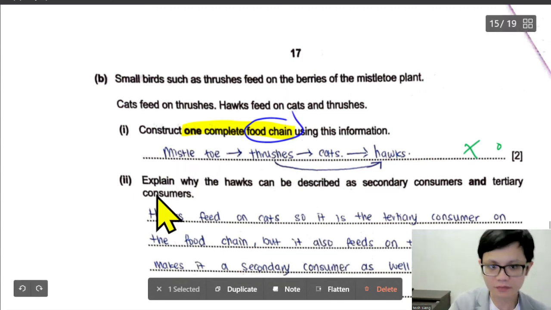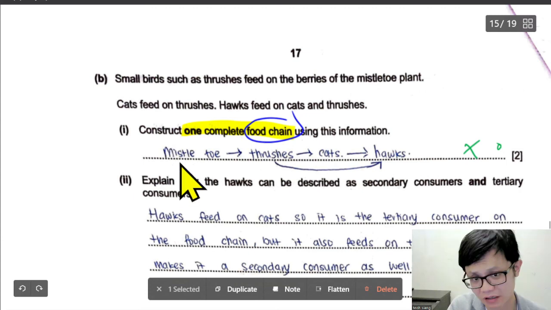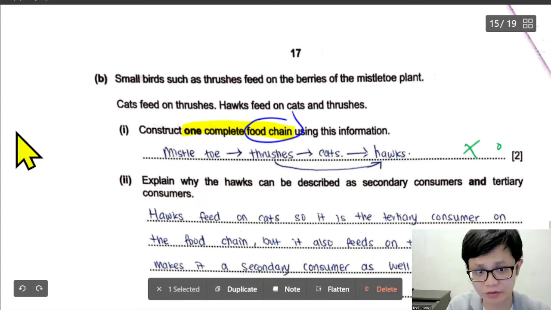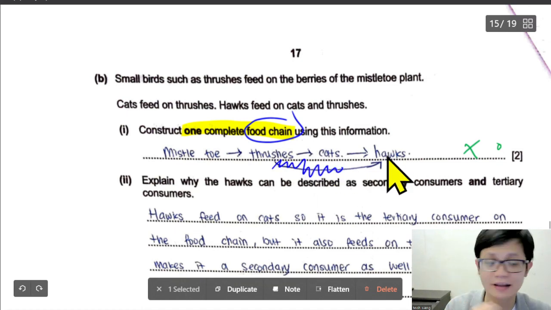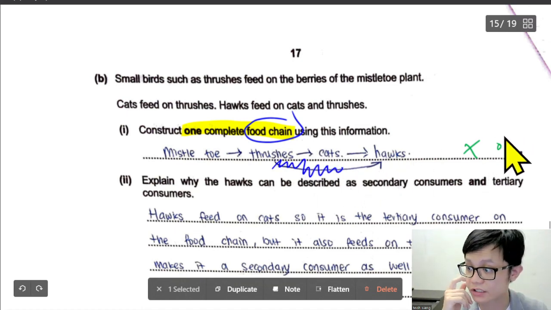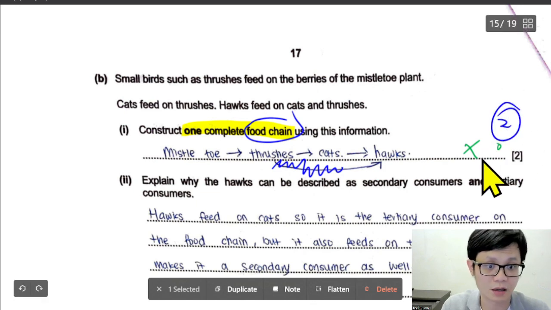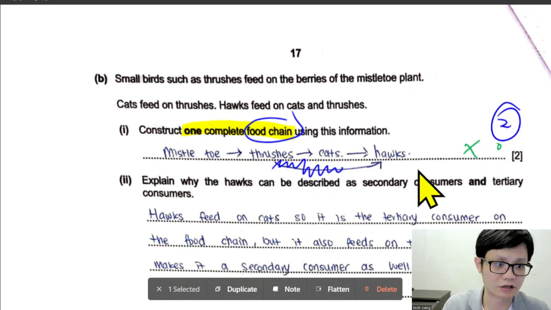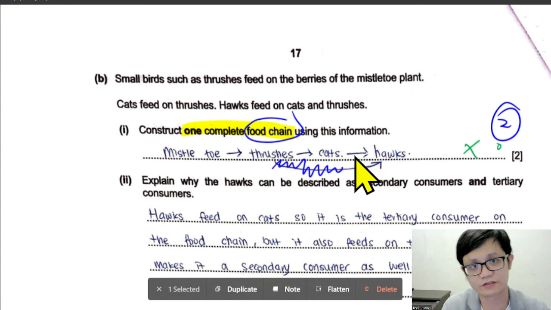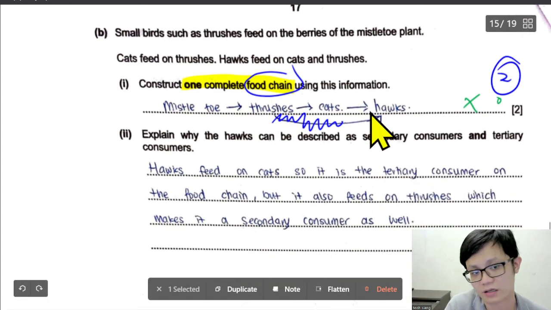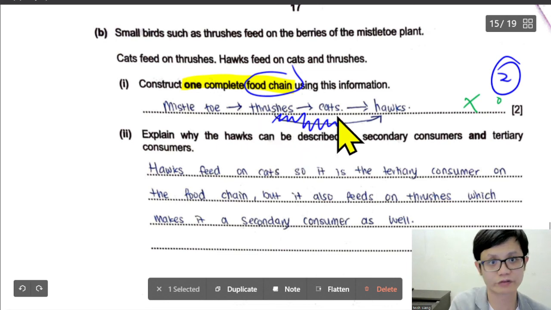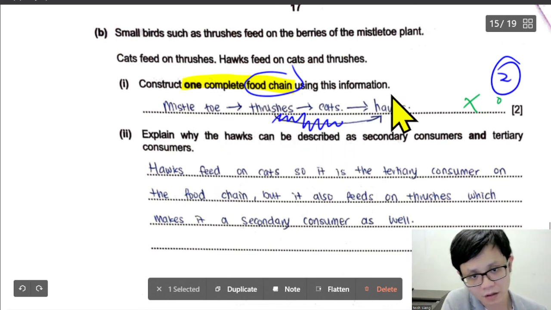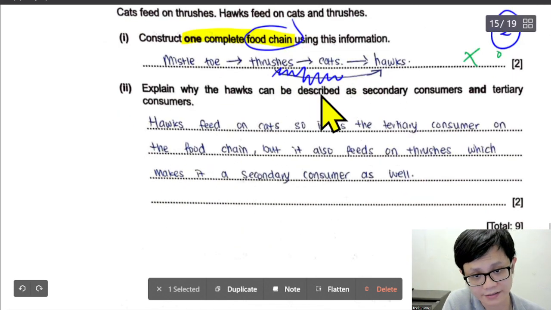So if the student didn't do this, the student will get full mark. Okay, mistletoe, thrushes, then cat, then hawk, then you get full mark, which is 2 points. You do like this, I straight away give 0 point because this is food web, not food chain. But let's say if you're one wrong, maybe you still get 1 point. But this one, the student answer up from the question.